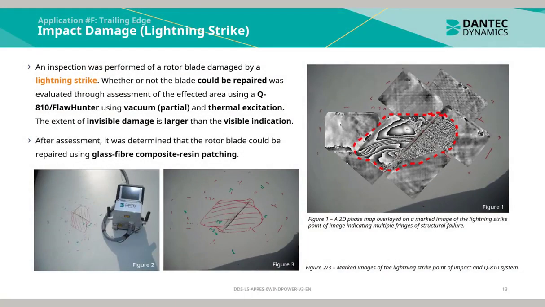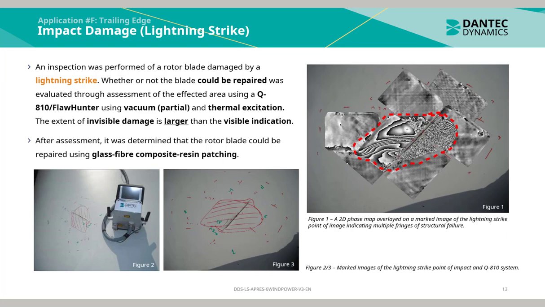Impact damage caused via a lightning strike to the trailing edge. An inspection was performed of a rotor blade damaged by a lightning strike. Whether or not the blade could be repaired was evaluated through assessment of the affected area using a Q810 Floor Hunter using vacuum partial and thermal excitation. The extent of visible damage is larger than the visible marked indication. After assessment, it was determined that the rotor blade could be repaired using glass fiber composite resin patching.